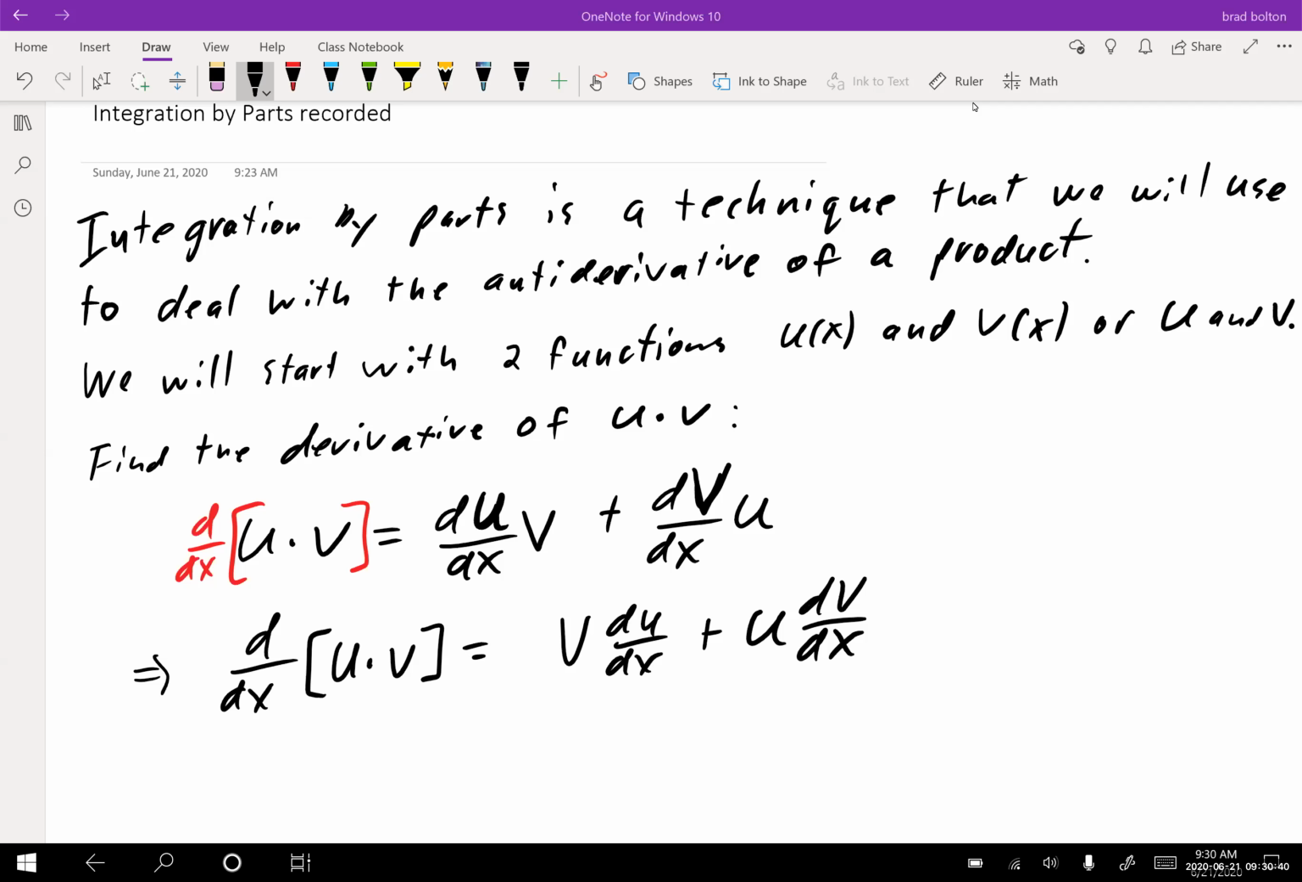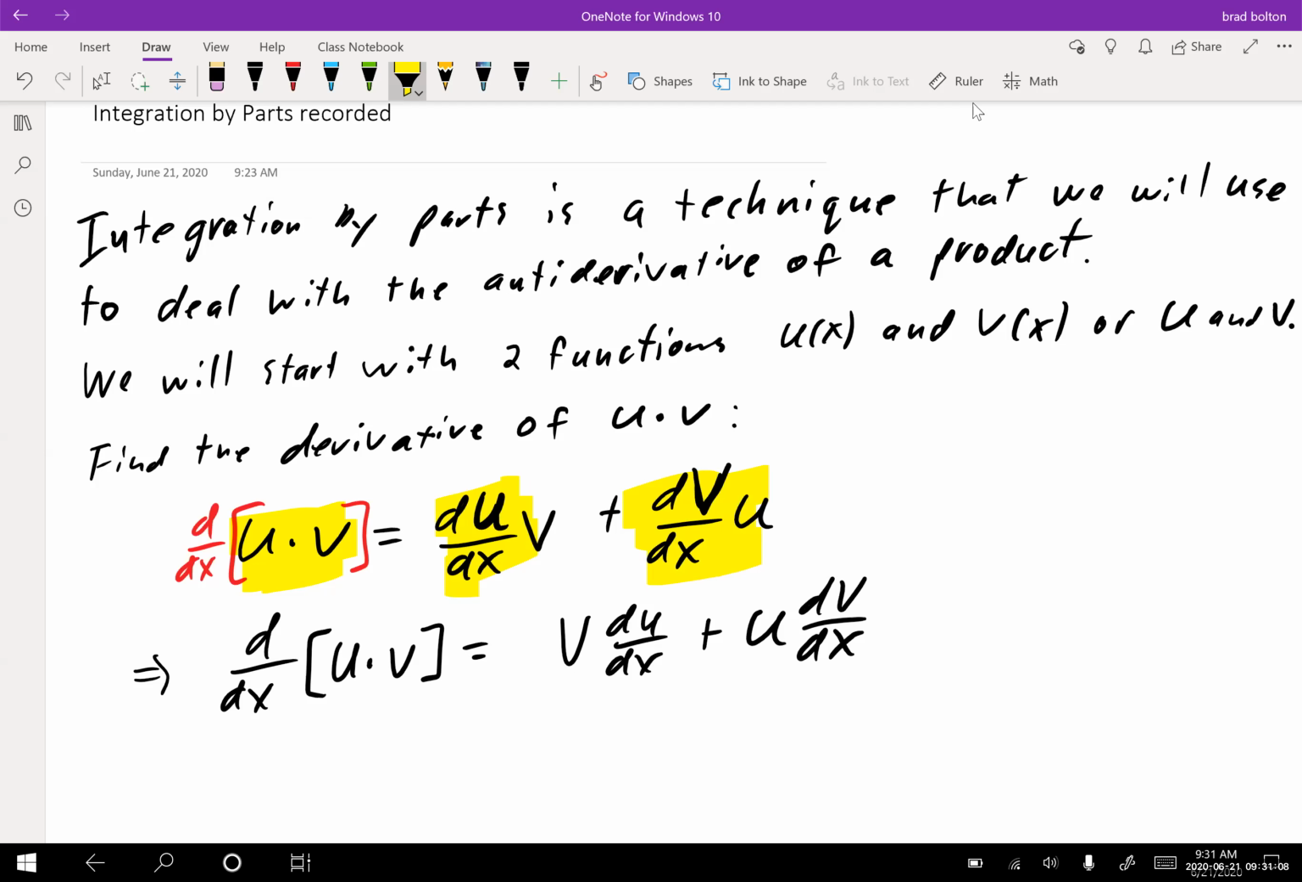Okay, so let's suppose we start with two functions, u of x and v of x, but for simplicity's sake, I don't want to deal with all the d of x and all that. So I'm just going to call it u and v. If I ask you to find the derivative of u times v, I just have u times v, and then I d/dx it. So I took the derivative of the product with respect to x, and I built this derivative over here.